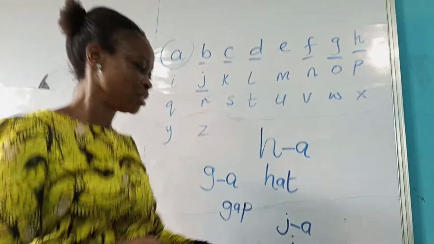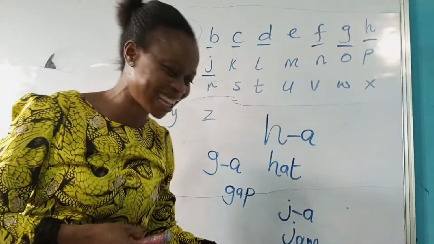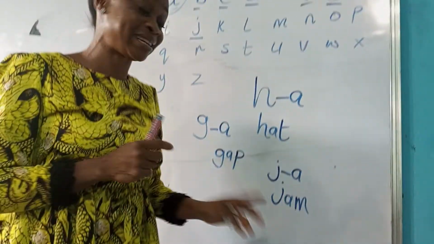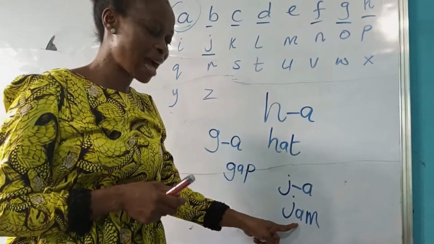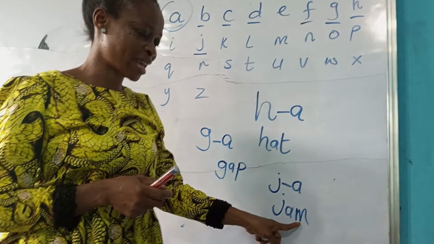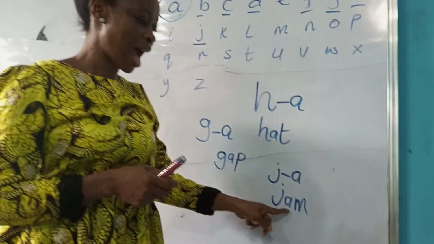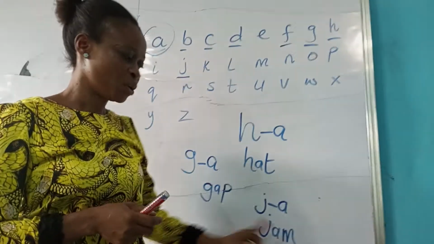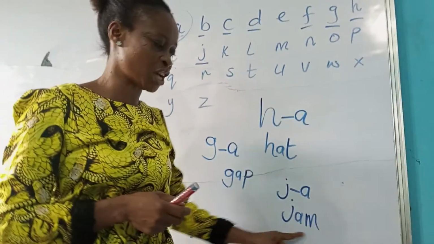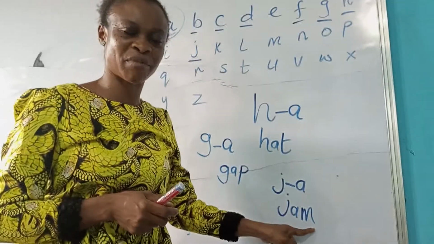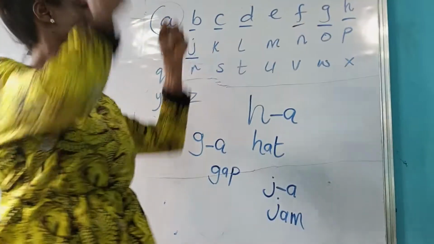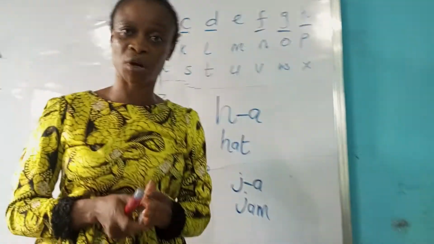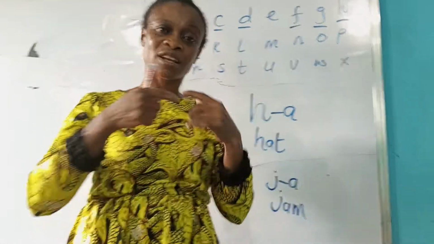Now let's combine the three sounds together. Are you ready? Yes, ma. Let's first of all make their single sounds and then we combine. Let's go. J. J. A. A. Again. J. J. A. A. Put it together. That one is what? Jam. That is what? Jam. Again. Jam. Good. So, this is where we're going to stop for today.